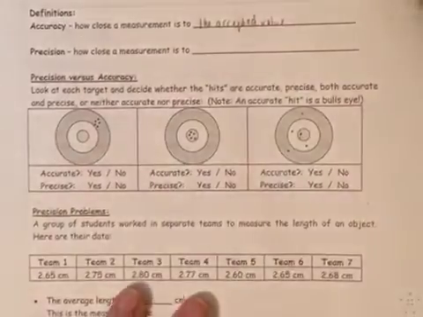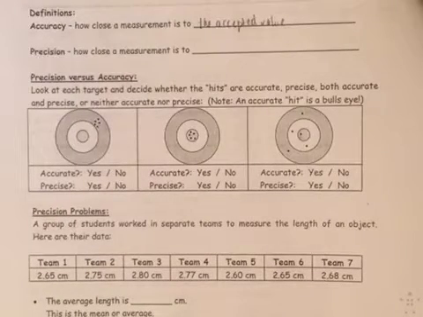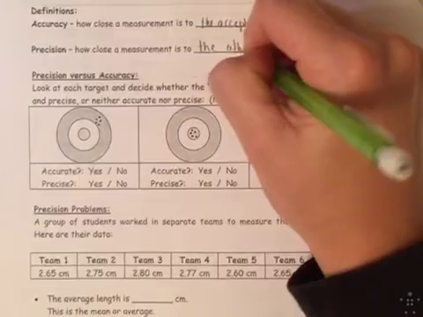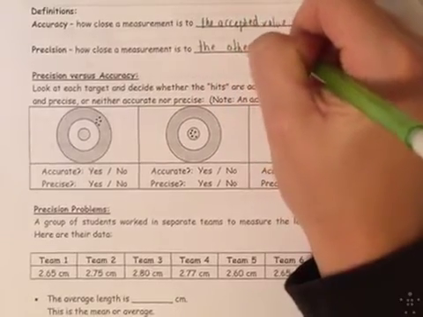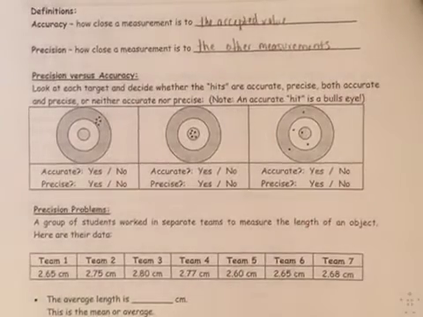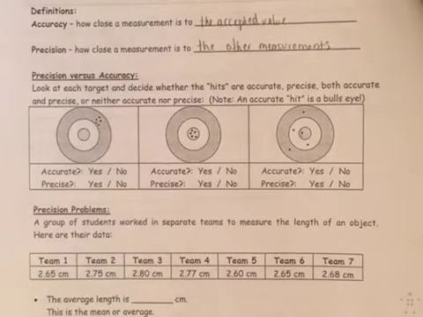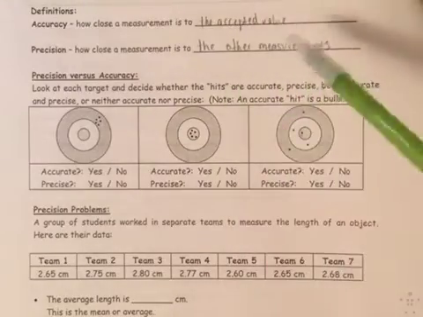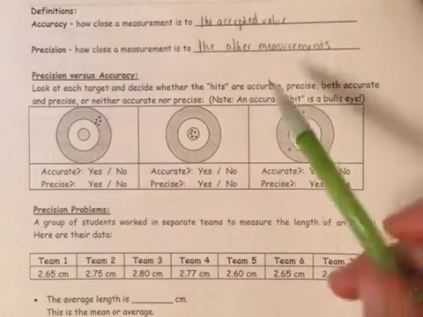While precision doesn't mean that it's necessarily close to the bullseye, it just means that your measurements were all close to each other, so you were consistent. So I would just write that we want the measurements to be close to each other. Now, keeping these targets in mind, remember these definitions. The accepted value is the bullseye, and precision is when it's close to other measurements.